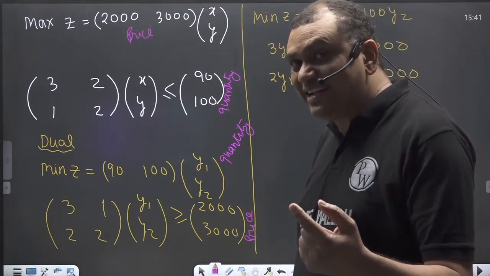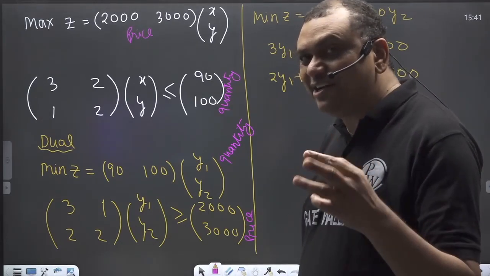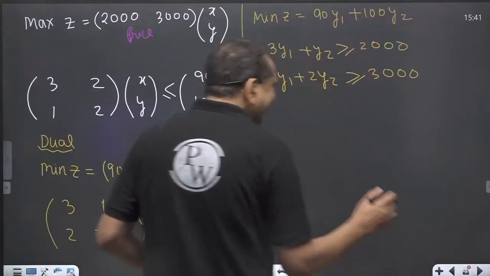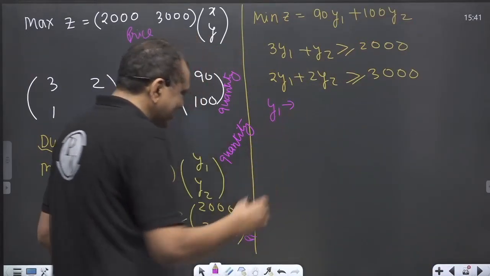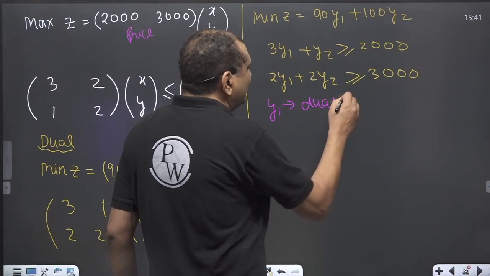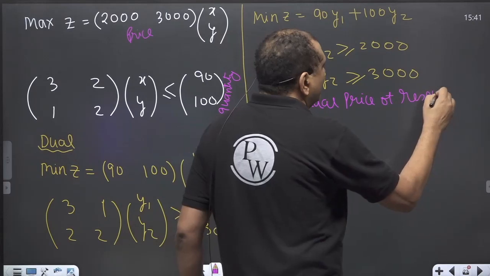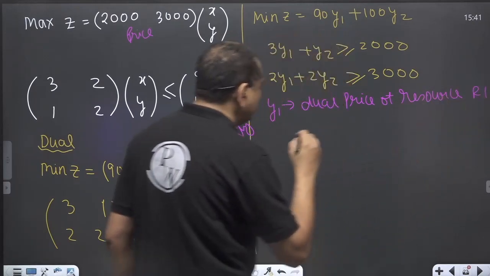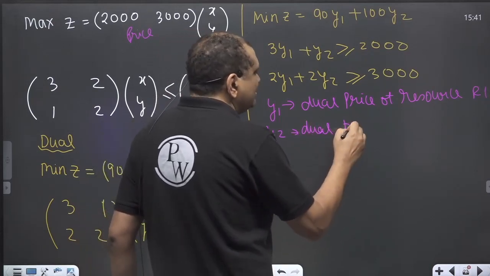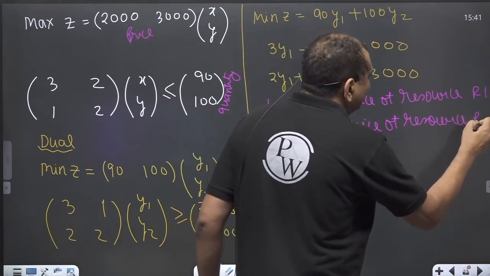This y1 is related to resource 1 and y2 is related to resource 2. So see here, it is asking y1, because the price came in the constant, na? Y1 is called the dual price of resource R1. Y2 is the dual price of resource R2.